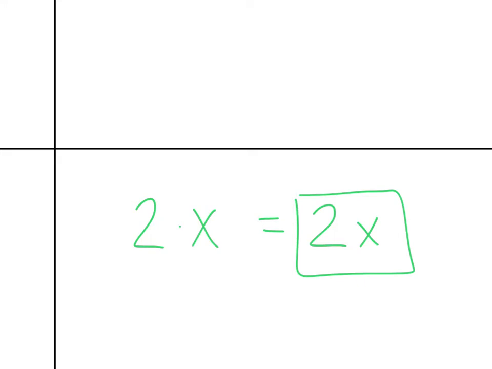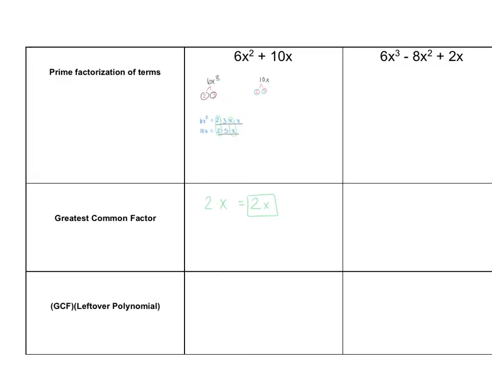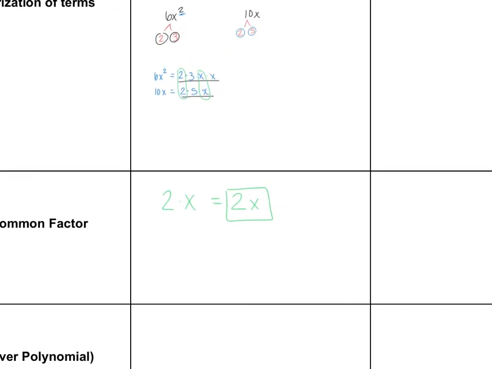Because you just do 2 times x, which is 2x. You don't do 2 times 2 times x, that would mess it up. You just do the 2 times x.